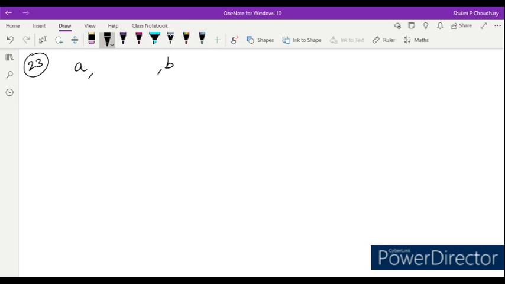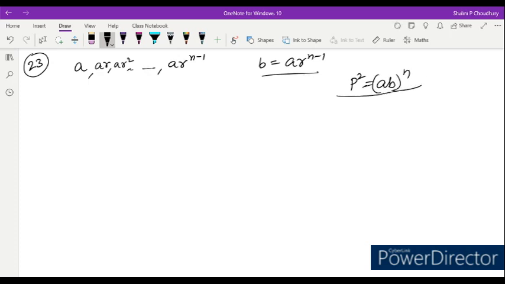So all the terms in between will be A, AR, AR square, dot dot dot. Okay, so B is basically A R to the power n minus 1. Okay, B is equal to A R to the power n minus 1. That is B. Now what do we have to find out? P is the product. Prove that P square will be equal to (AB) to the power n. This we have to prove.